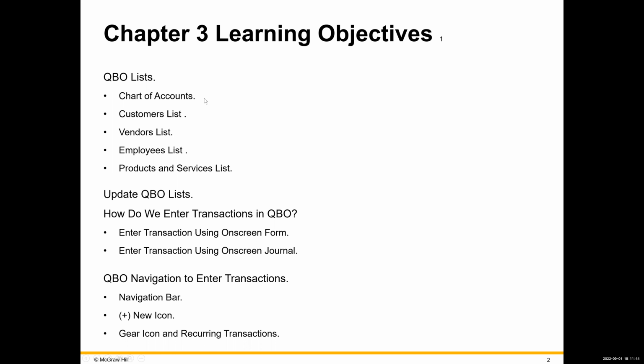Chart of accounts. We did Chapter 2. Customer list. Those are the folks that we sell to. Our vendor list. Those are the ones that we buy things from. Of course, the employee list, those people who work for us. And then we have products and services list, which are the items that we sell.